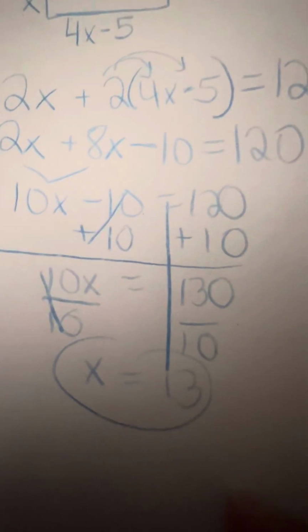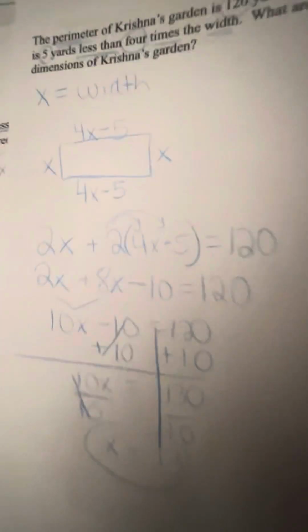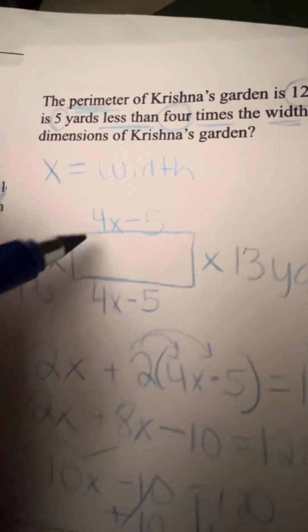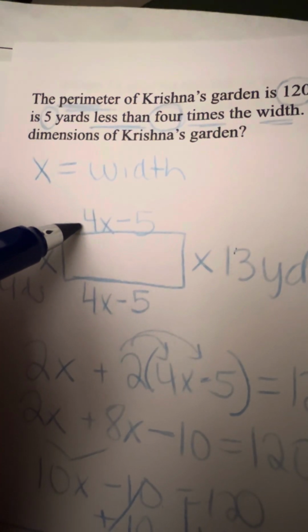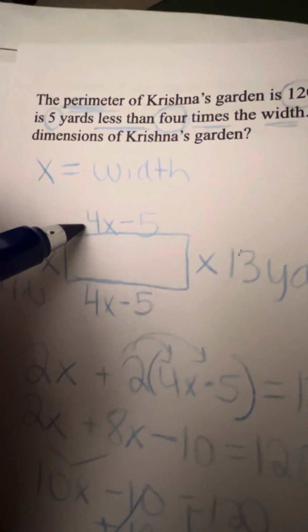So in my statement, what we were asked to do was to see what the dimensions were. So if x is 13, I'm going to replace this here with 13. We are talking about yards here. So this is going to be yards. Over here is going to be 13 yards. And then when I plug it in up here, 13 times 4 minus 5 is going to end up giving me a total of 47 yards. On both the top and the bottom.